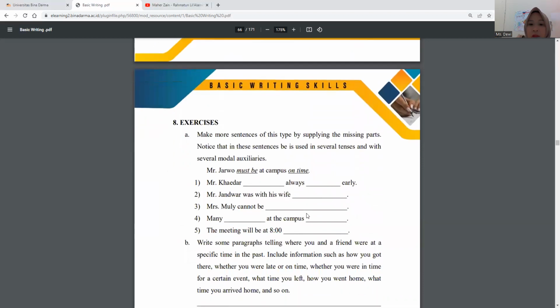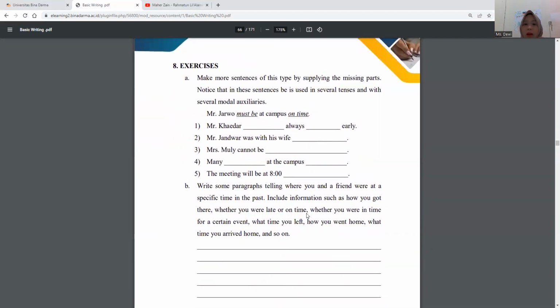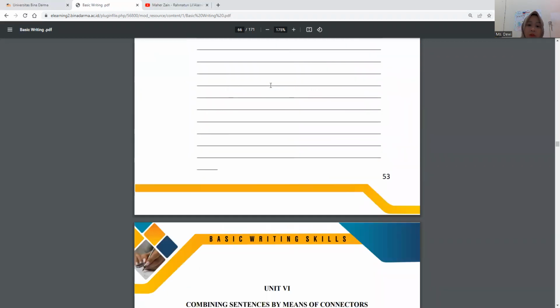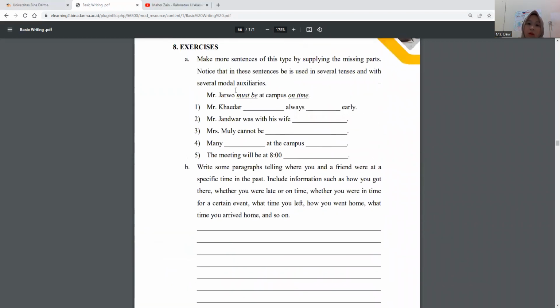Okay, this is the exercise. The first one, I'd like you to do A and B. So the first one is answering question actually. This one, you have to fill in the blanks based on instruction. So you have to make more sentences of this type by supplying the missing parts. Notice that in these sentences be is used in several tenses and with several modal auxiliaries. For example, Mr. Jarwo must be at campus on time. And then the rest you have to fill in the blank by using the appropriate linking verbs. Okay, that's the first one.